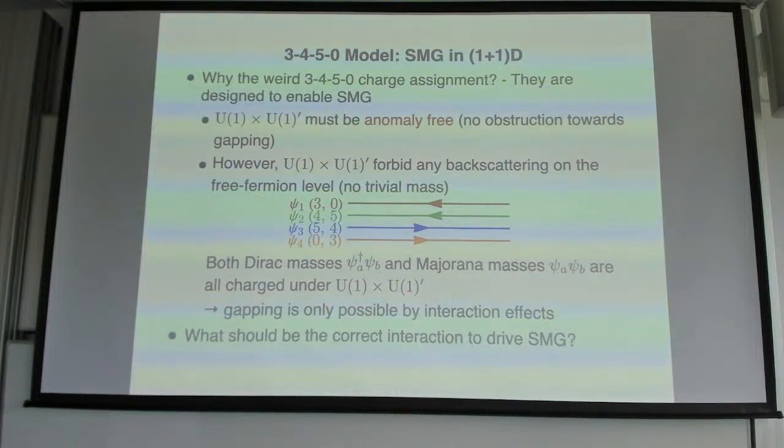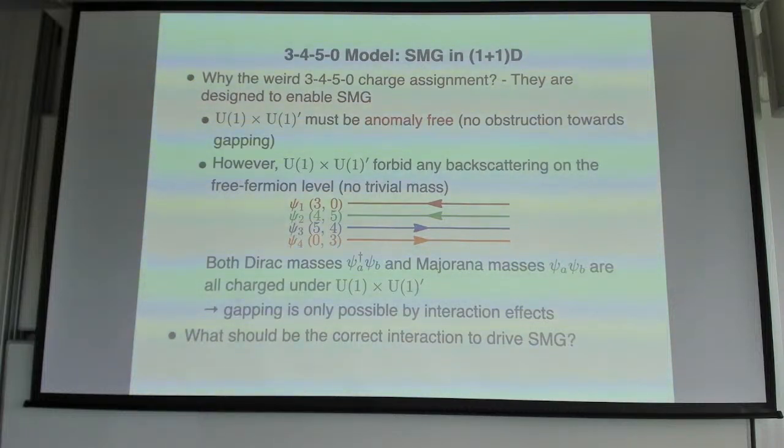Because you can see if you have some fermion modes that are moving in this way and carry this charge, you can't really turn on any backscattering between the left moving mode and the right moving mode, because any left moving mode has a distinct charge assignment. And then any kind of this Dirac mass term, for example, you want to annihilate the fermion here, create a fermion here, or if you want to annihilate a pair of fermions across the left-right moving mode, either Majorana mass or Dirac mass, they are all charged under this U1 plus U1 prime symmetry. So they are all forbidden by the symmetry.